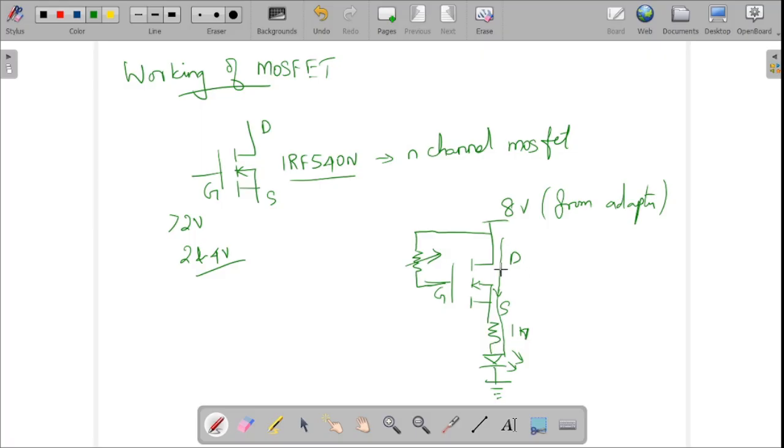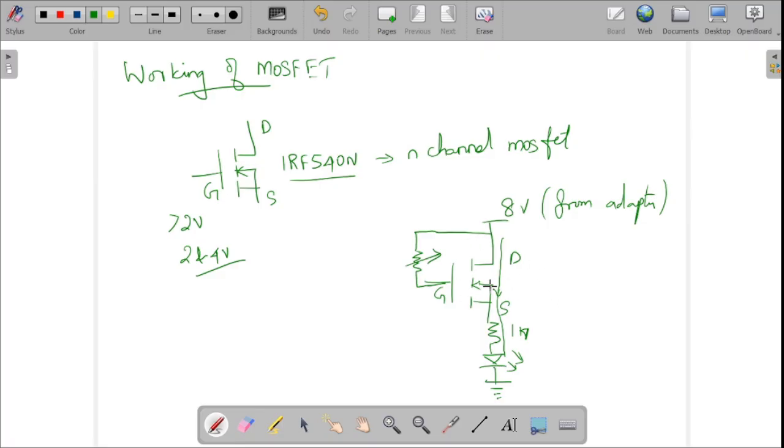Okay, now to control the intensity of this LED, what we are going to do is again increase the voltage to the gate. When you increase the voltage to the gate, the current flowing from the drain to source will increase, so that the current flowing through the LED will increase and the brightness will increase. Okay, so this is what we are going to see in the practical also.